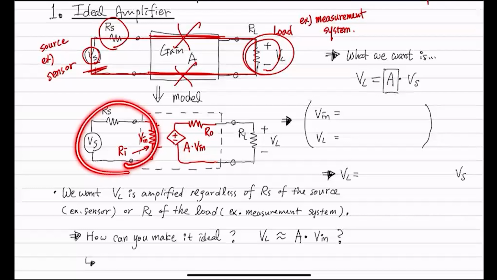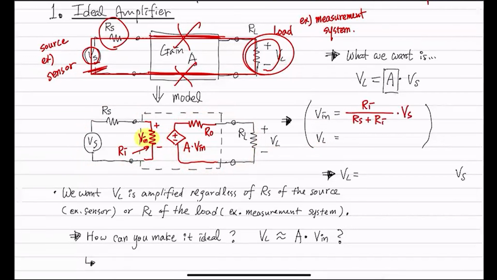Based on these two circuits, let's write down what Vn is and what V load is. We focus on this one first. Vn is just a voltage divider: this voltage is divided across this resistor and that resistor, and we are focusing on that value. VL is the same thing: again this voltage is divided across here and there, and that is times A Vn. If I substitute this into here, then VL can be rewritten as A times Ri over (Rs plus Ri) times RL over (Ro plus RL).